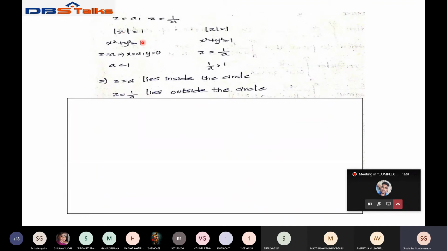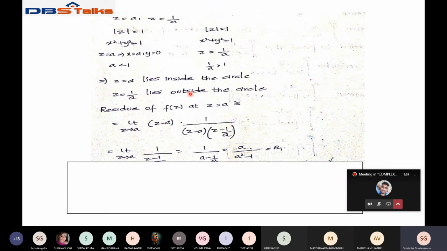In this problem, assume that the circle is |z| = 1. The equation is x² + y² = 1. First, z = a. z = a means the real part x = a and y = 0. a is less than 1, already given in this problem. That's why z = a lies inside the circle. The second pole is 1/a. 1/a is greater than 1, so the pole z = 1/a is outside the circle.